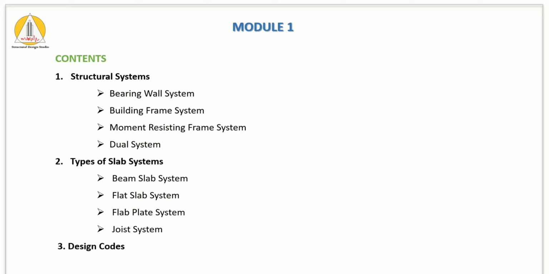In this module, we will be talking about the different structural systems, which consist of the bearing wall system, building frame system, moment resisting frame system, and dual system. And then we will be talking about the types of slab systems: the beam slab system, which is commonly used, and then the flat slab system, flat plate system, and joist systems. And then we will go through the design codes.